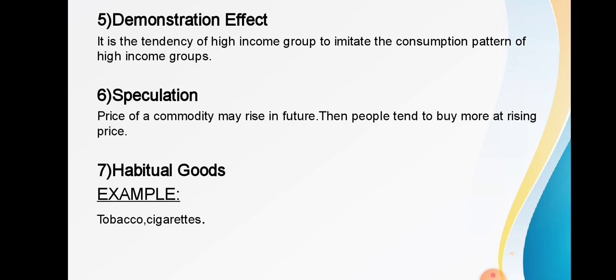Last one is the habitual good. What is a habitual good? Due to the habit of consumption, certain goods like cigarettes and tobacco are purchased even if the prices are rising. This is an exception to the law of demand.